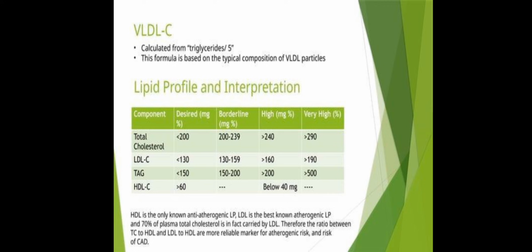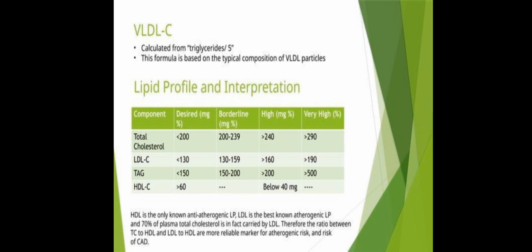So the total cholesterol normal is less than 200. 200 to 239 is borderline. More than 240 is high, and more than 290 is very high. And coming to LDL, less than 130 is desired. 130 to 159 is borderline. More than 160 is high, and 190 is very high.